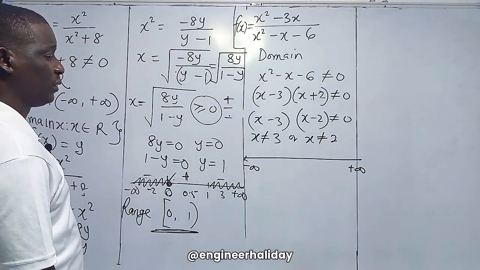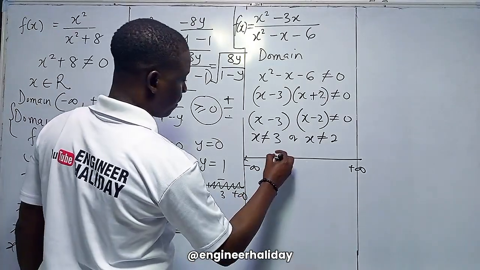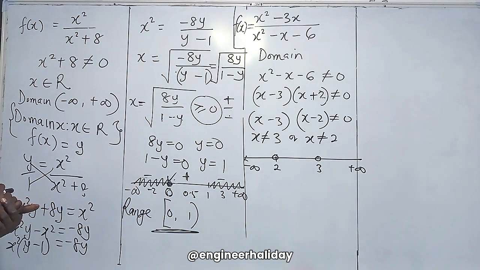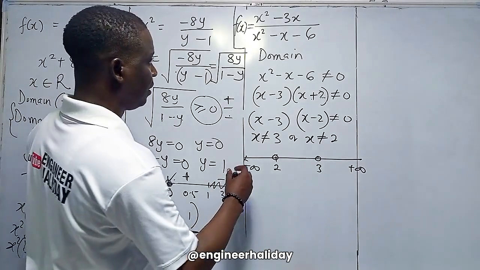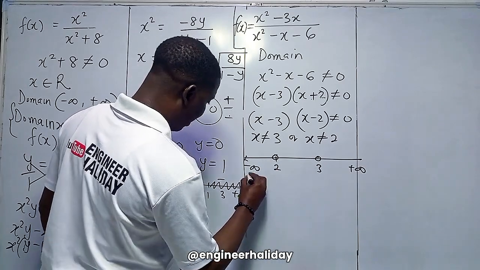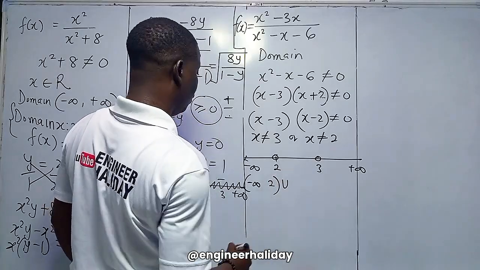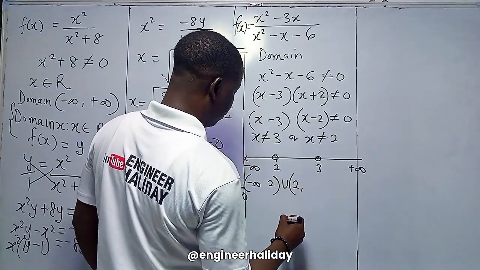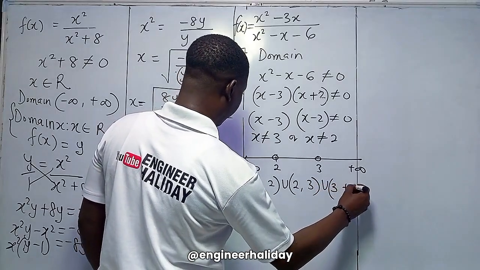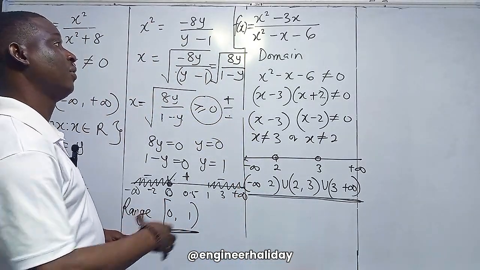draw the number line and you get what I'm saying. Now if you draw the number line, this place is, let's say, 2. Let's call here 3. Now it must not include 2 and 3. So if I want to write it, I'll write minus infinity to 2, union 2 to 3, not including 2 and 3, union 3 to positive infinity. So this will be your domain for this particular question.